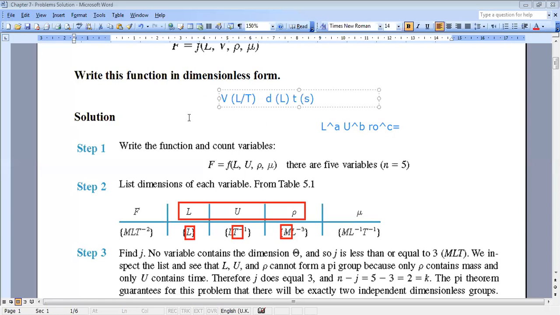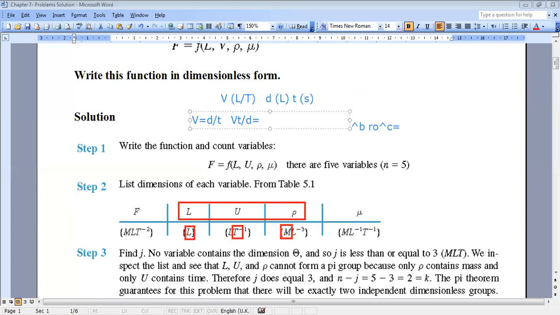Why? Because you know that V, by definition, velocity, is equal to distance over time. So if I take the group V times T over D, this will be a group. Why is it a group? Because this group doesn't have a dimension. So the idea of a dimensionless group is that if I group certain variables together, they will not have a dimension. So here, try it.